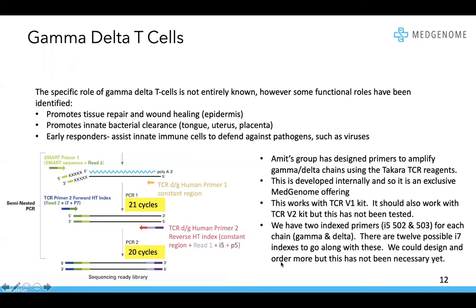Another thing to mention is that we currently only have 2 sets of I5 indexes for this gamma delta PCR. For each chain, there's I5 502 and 503, and then there are 12 possible I7s. So for each one, there are 24 combinations of indexes you can use. We've had several gamma delta TCR projects in the past. Most of them are pretty small, but if we ever need to scale up, we have these primer sequences. It'd be easy to order new ones and just swap in new 8 base indexes.